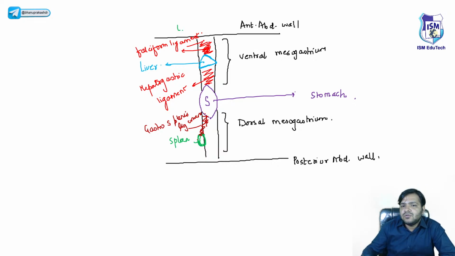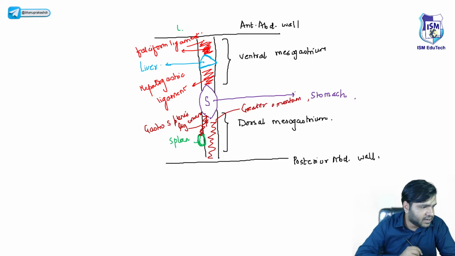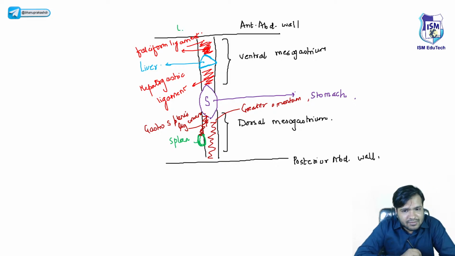In the dorsal mesogastrium, you already know the stomach is also connected, the ventral aspect, it is connected to the posterior abdominal wall, and yes, you already know that over here this will be the greater omentum. Yes, I have not drawn the kidney over here. If you want, you can just draw on the posterior abdominal wall.